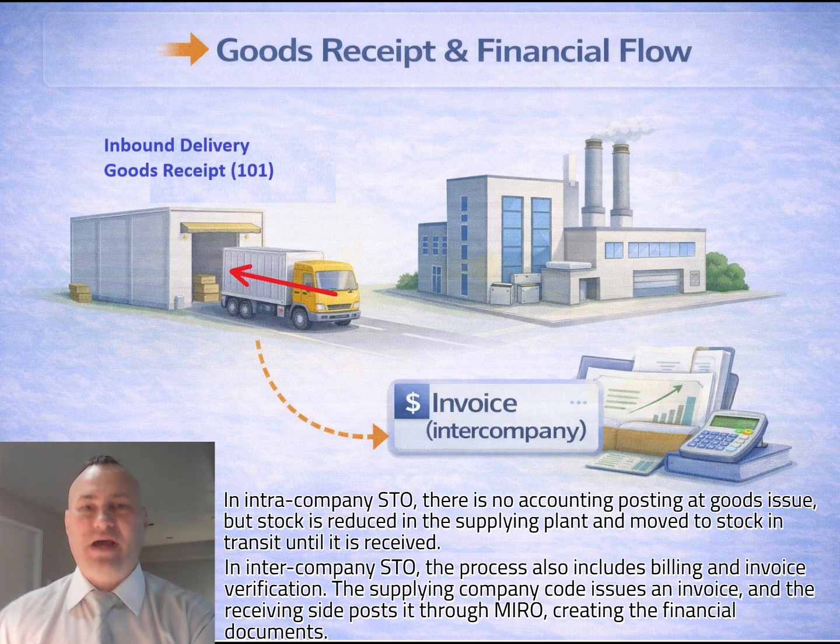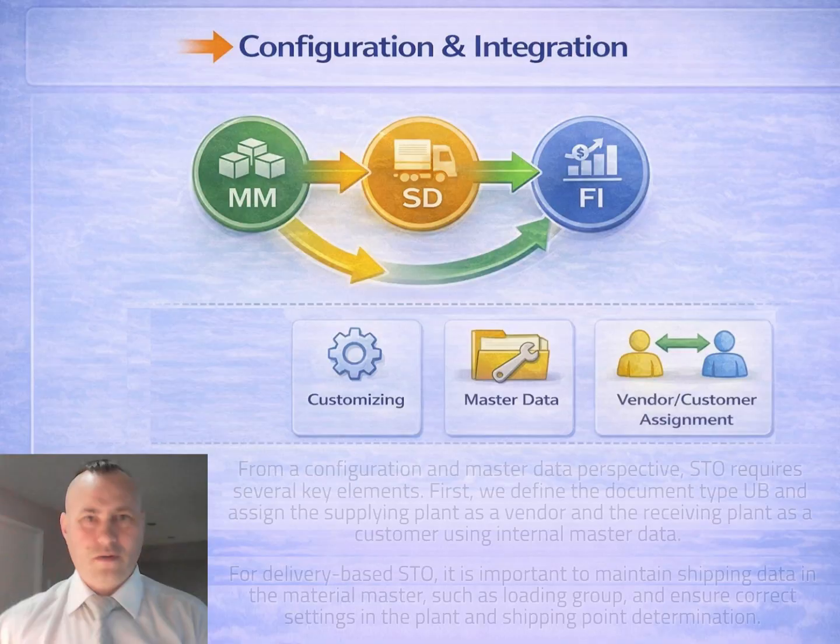In intercompany STO, the process also includes billing and invoice verification. The supplying company code issues an invoice, and the receiving side posts it through a mirror transaction, creating the financial documents.